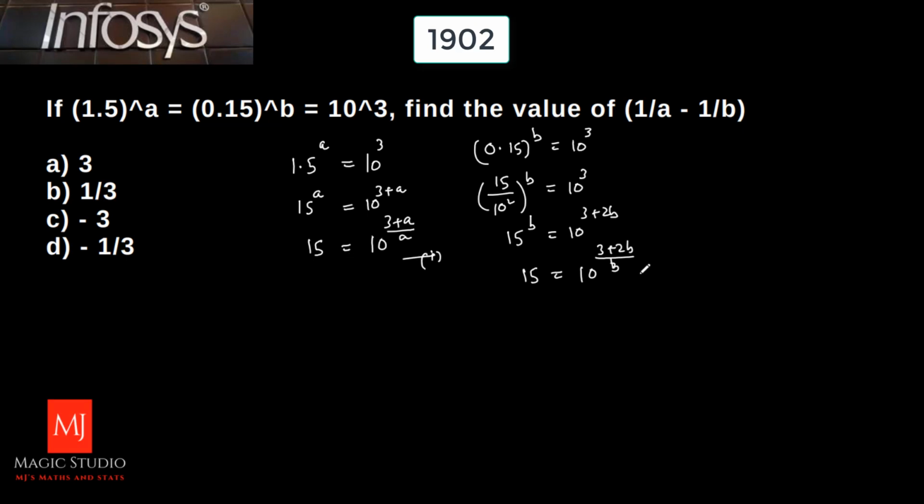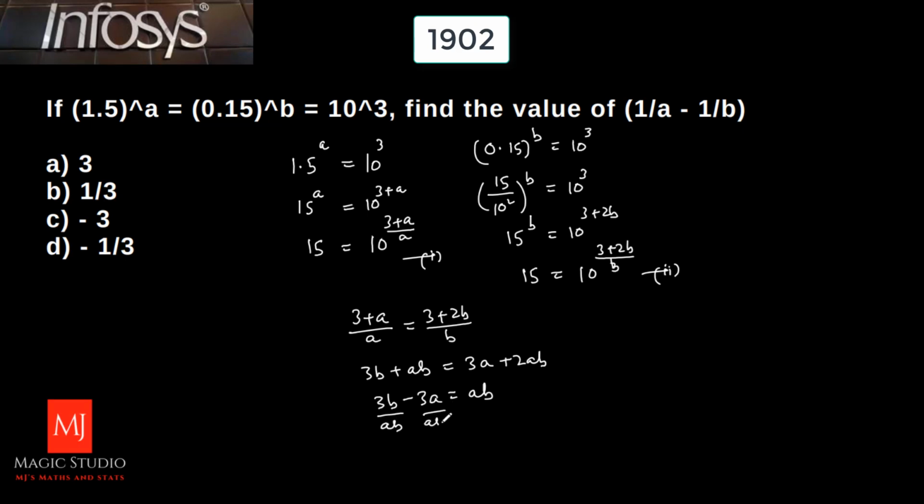So we can see from equation 1 and equation 2, these all are 15, so we can equate 10 to the power this with 10 to the power this. That means the powers would be equal. That will give us 3 plus a by a equals 3 plus 2b by b. So 3b plus ab equals 3a plus 2ab, or 3b minus 3a equals ab. If I divide both sides by ab, I'll get 3 common, 1 by a minus 1 by b equals 1 by 3. And we are looking for the answer of 1 by a minus 1 by b, that is 1 by 3, that is in option B.